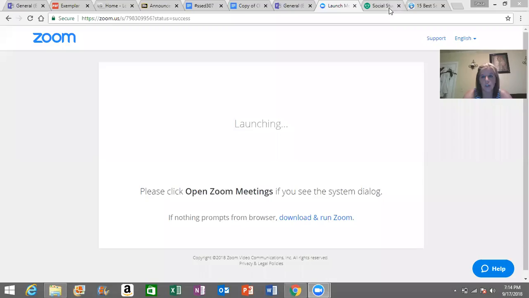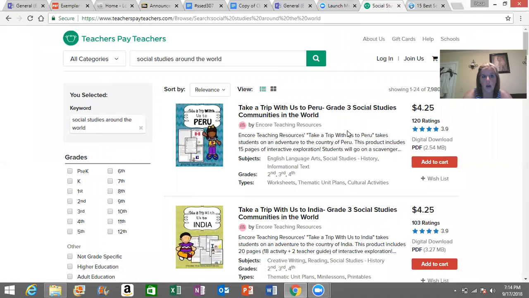One way that she utilizes social studies is she uses Teachers Pay Teachers for a lot of her resources, which is a great way to come up with activities. A lot of resources are free. Some of them she said she has to pay for, which, as you can see, is at low rates of $4.25 to download digital copies of things that she can use in her classroom.